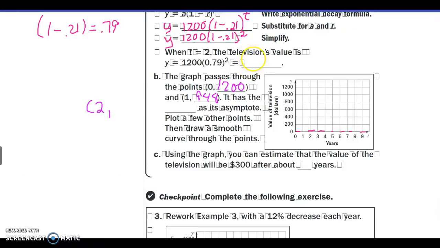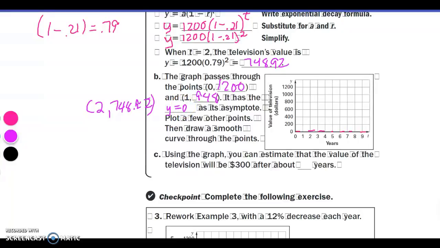748.92. And you could plot those points if you wanted to draw the graph. I'm not going to do it. I know the asymptote is y equals 0 because this isn't shifted up or down.